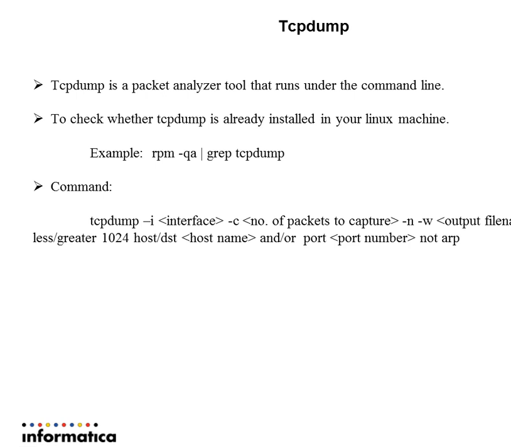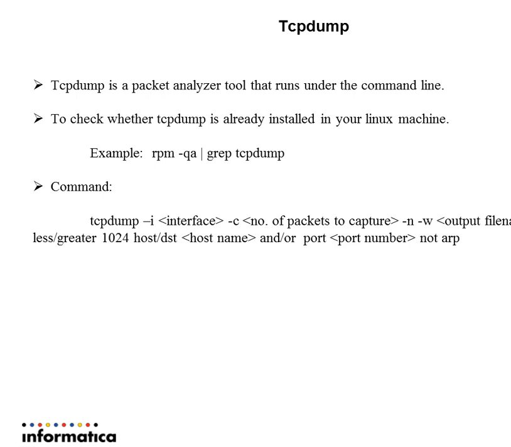Use -s to specify the TCP packet size. This helps in preventing the truncation of the packets. The less or greater options help in capturing the packets less than or greater than the specified size. With the host or dst commands, we can specify the IP address of the host. We can use either the dst command or the host command. The port command is used for specifying the port number. Not arp or any other host expressions can be used if you have a specific idea about the protocols of the packets to be captured.